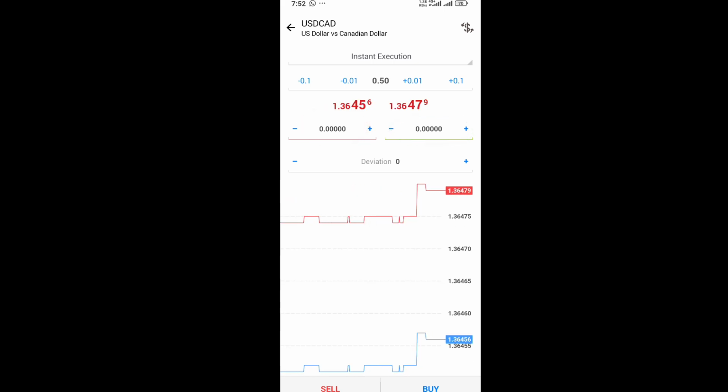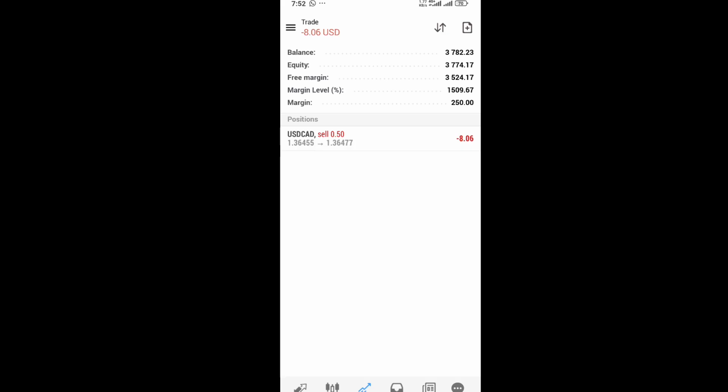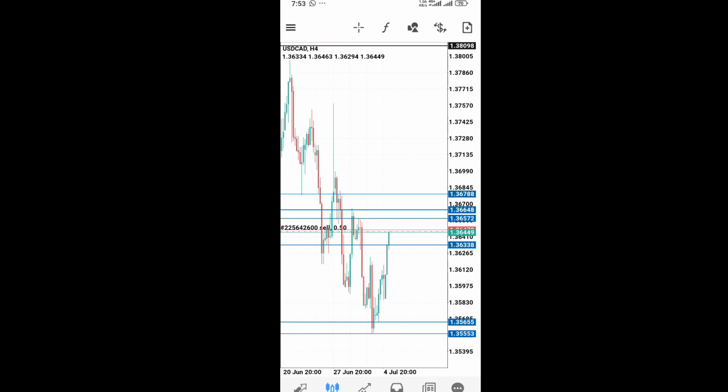Okay, remember we said we want to sell, so I'll click on sell right now. So here is the sell. Okay, so this is the sell order. So now we have our sell order. When we get back to our chart, the sell order is right here.